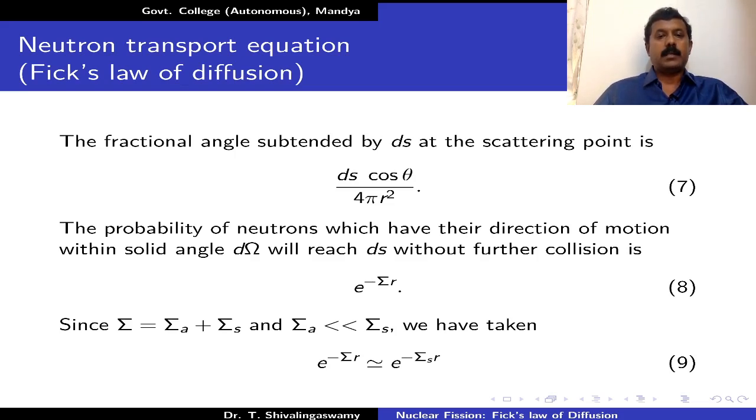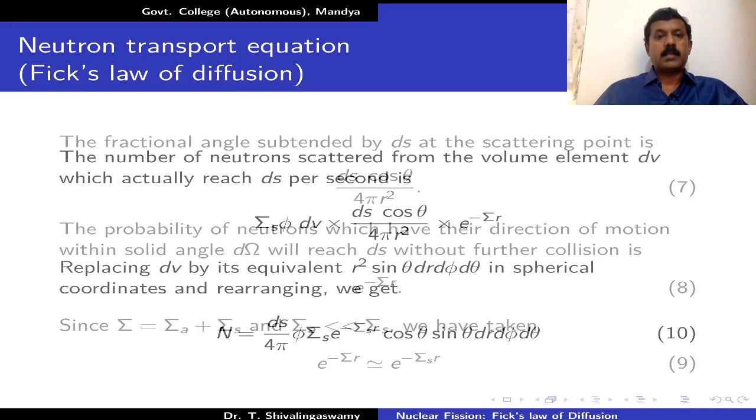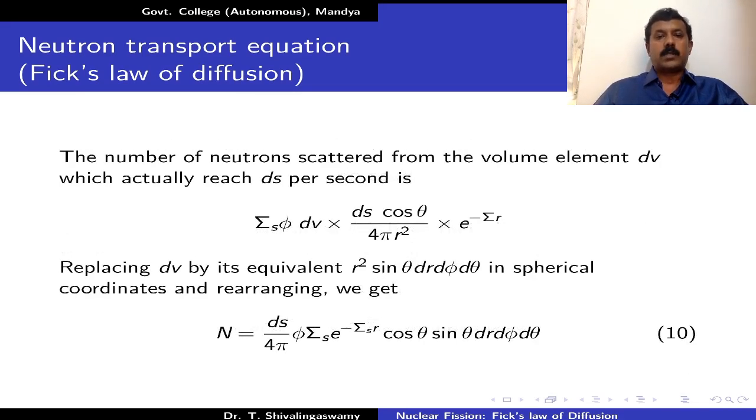But sigma once again is the macroscopic cross section, which can be written as sigma a plus sigma s, but our assumption says sigma a is very small compared to sigma s. Therefore, e to the power of minus sigma r is nearly equal to e to the power of minus sigma s into r. Hence, the total number of neutrons which actually reach ds from the volume element dV is the product of all the three things which I said: the collision, the fractional angle subtended, and the probability.